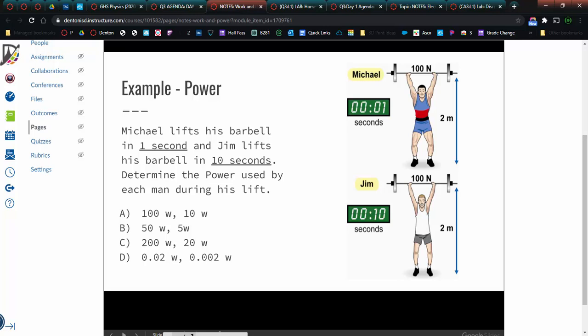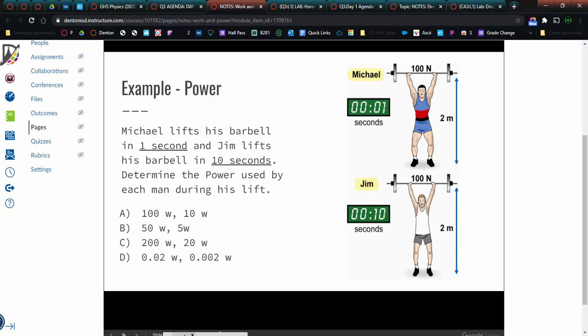Now, when it comes to calculating power, what's Michael's power? What's 200 divided by 1? 200. So Michael displays a power of 200 watts. Does that make sense? What about Jim's power? 20. You do 200 divided by 10. So, obviously the correct answer here is C.